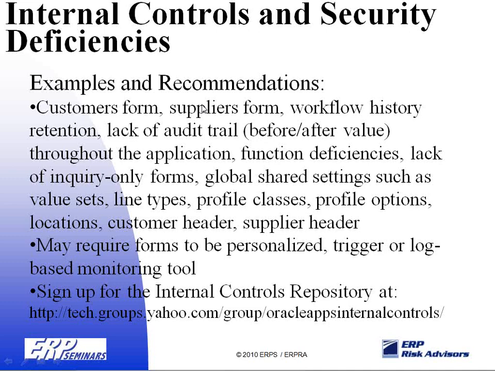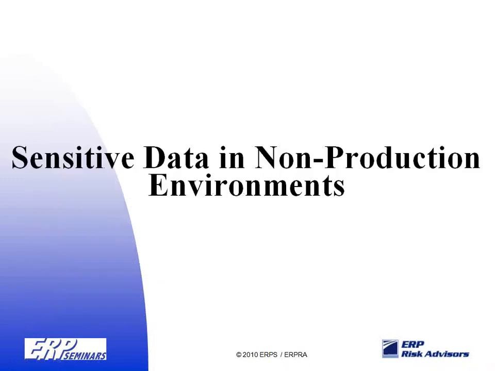Global shared settings are another thing, how you're handling those, things like value set values, line types, profile classes. These are shared throughout the application. Profile options, locations, customer header, suppliers. I've got a whole list of things that I consider some of the more challenging aspects of how the application was designed, and suggested ways to handle those. Some of the responses may be personalizations, custom PLL, or putting some monitoring in place via trigger or a log-based monitoring tool. And again, there's a list of some of those things I've documented in the internal controls repository.